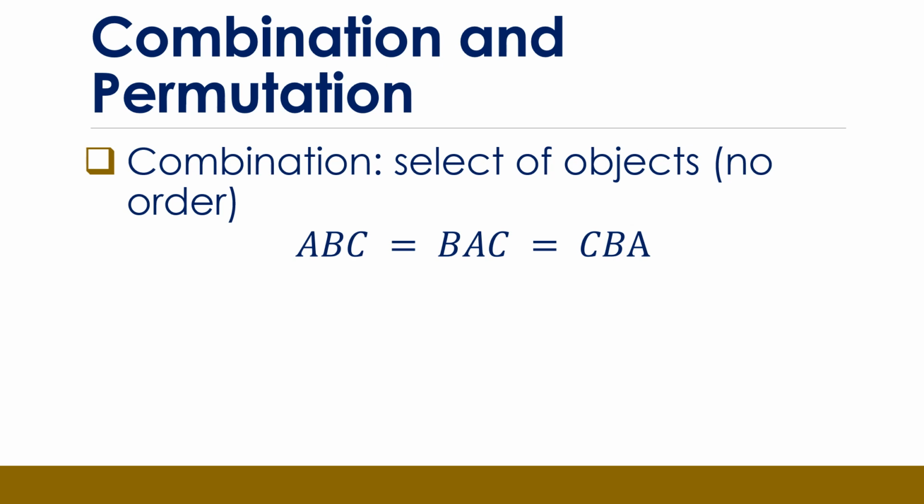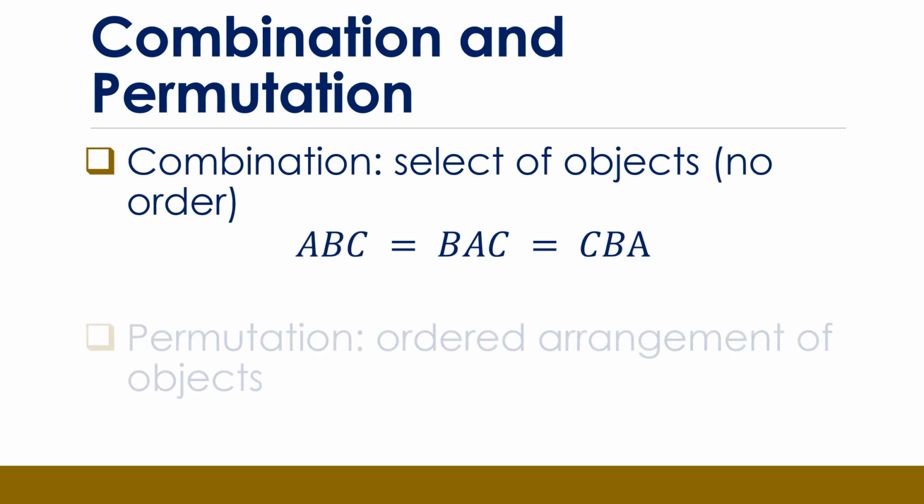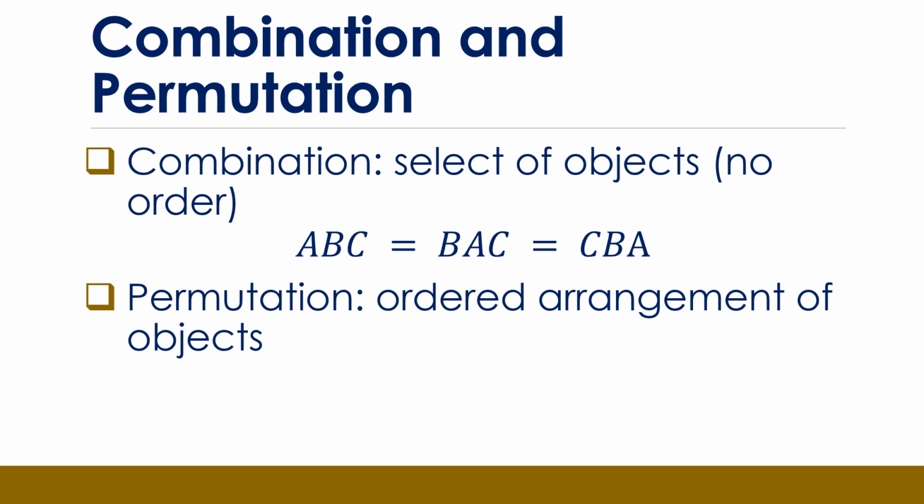But for permutation, which is the ordered arrangement of objects, order is important. Suppose ABC represents a combination lock. Then BAC would not open the lock. Therefore, the order is important. We can then see that ABC will be different from BAC, and it will be different from CBA.